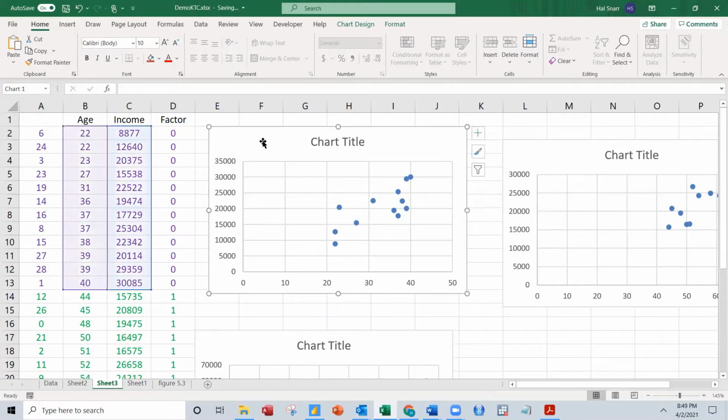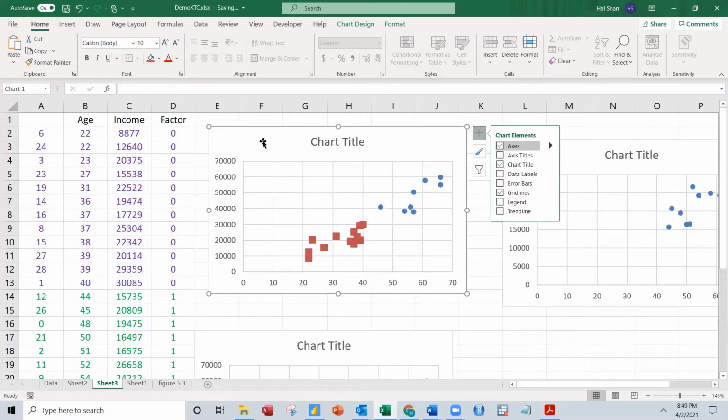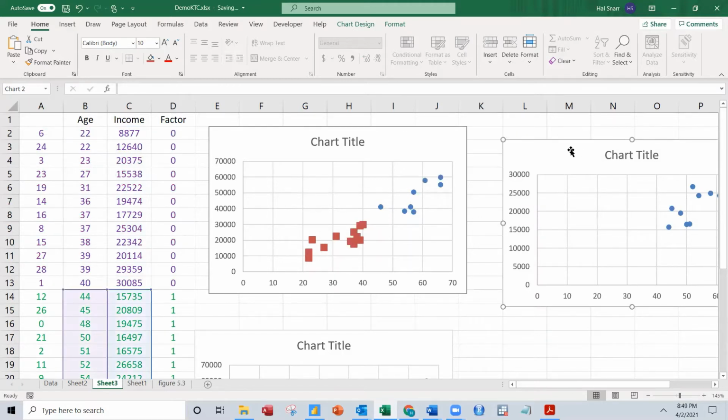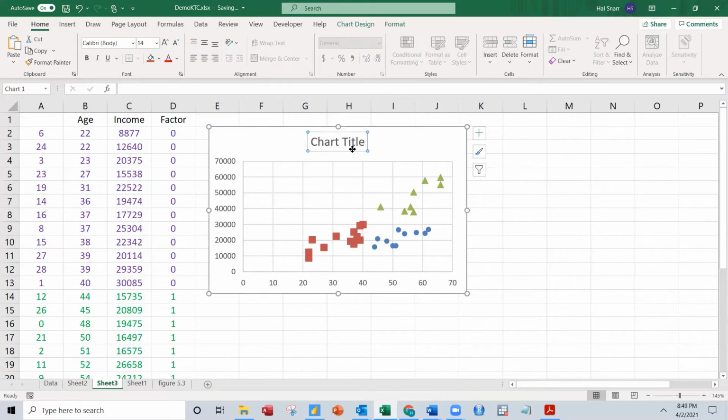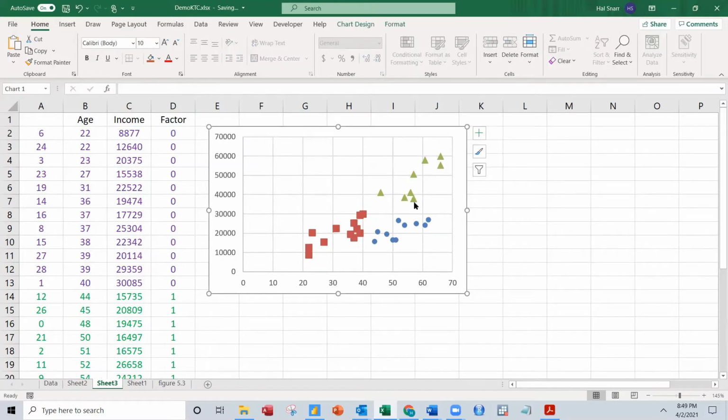Copy and then click on here and then paste on top of it. Ooh, cool. Copy this one and paste it onto here. There's our graph, right? Our coloring's all messed up. Y'all see that? That's our graph 5.3.